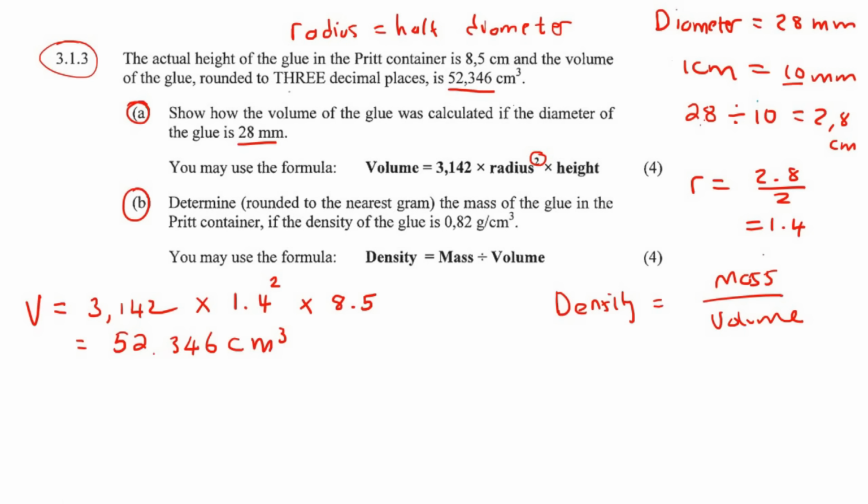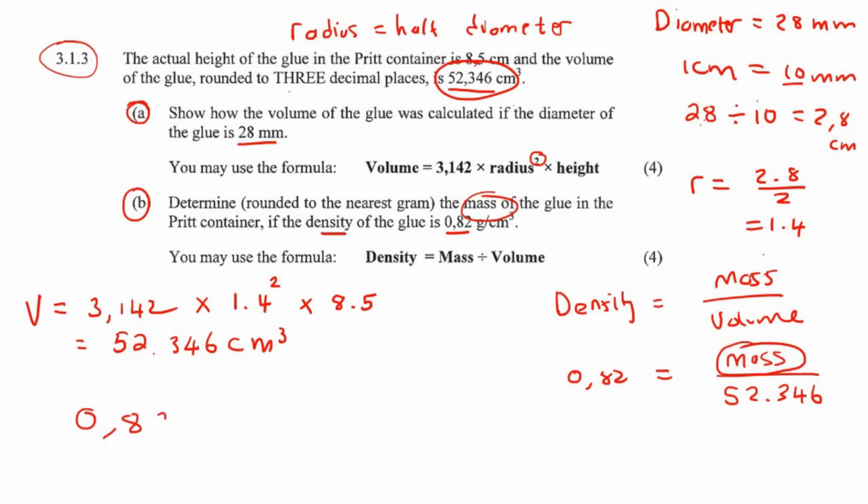So let's go fill everything in. They say that the density is 0.82, so we fill that in in the place of density. What are we looking for? We're looking for the mass, so we don't know what the mass is. The volume we already know from there, so that's 52.346. Now, some learners are not comfortable with these types of scenarios. Like, how do we get this by itself now? So let me try to explain.